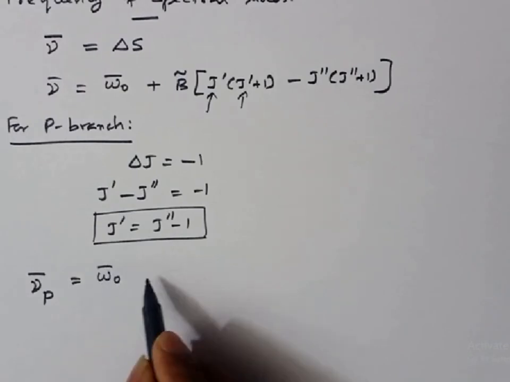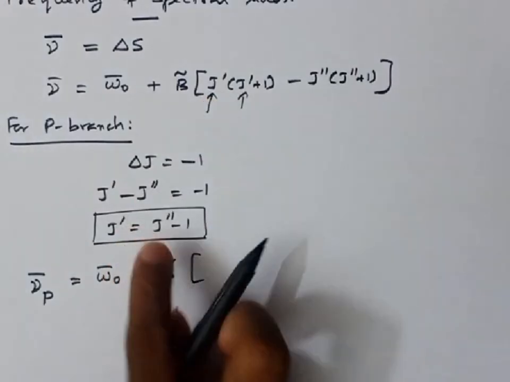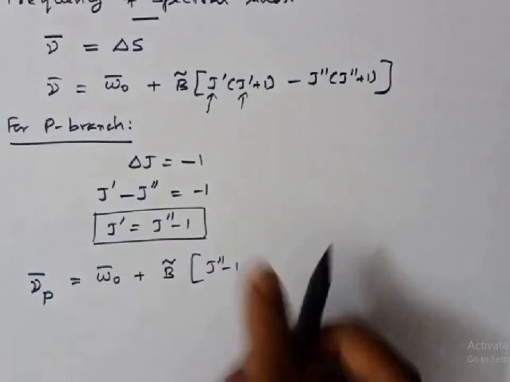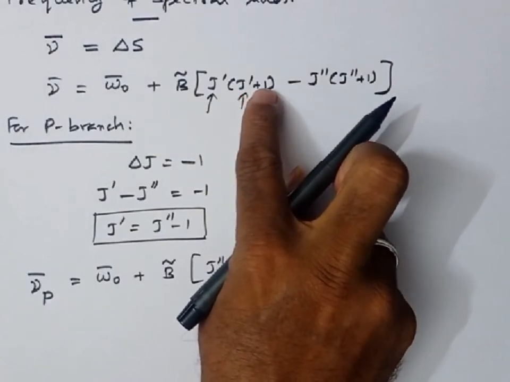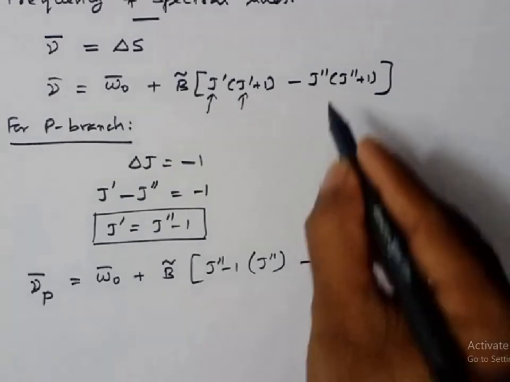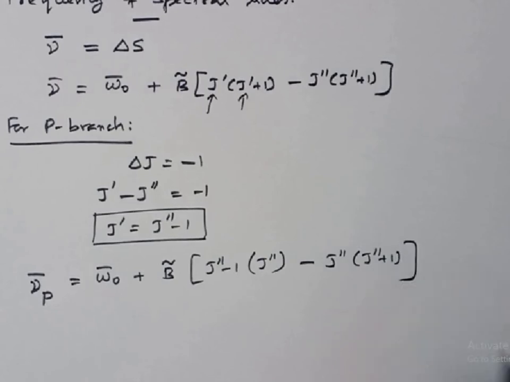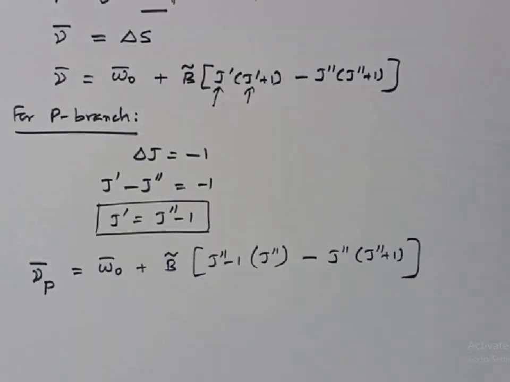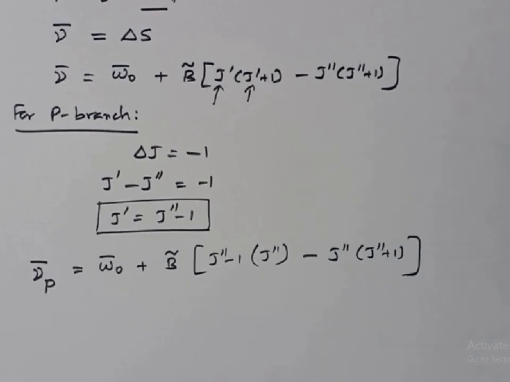So omega naught bar plus, I'll keep this B as such. Wherever J prime is there, you put J double prime minus 1. Then here J double prime minus 1, and we have plus 1 already. So minus 1 plus 1 cancel, you'll get just J double prime. And I'll keep this term as such, J double prime into J double prime plus 1. Any doubt up to this? No, sir.